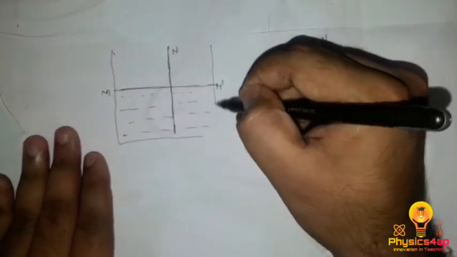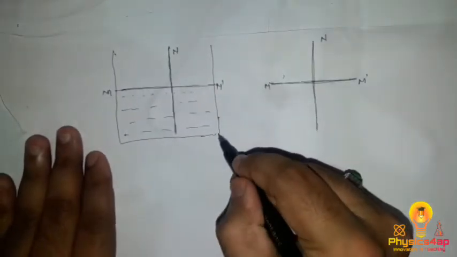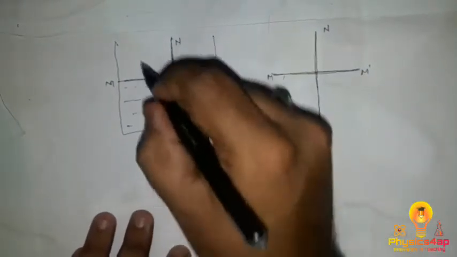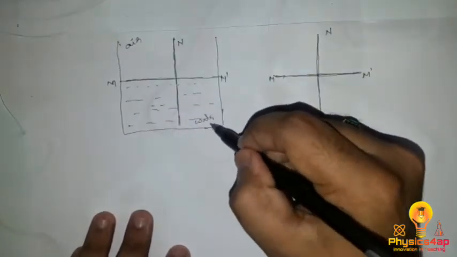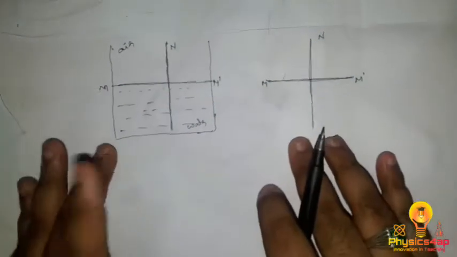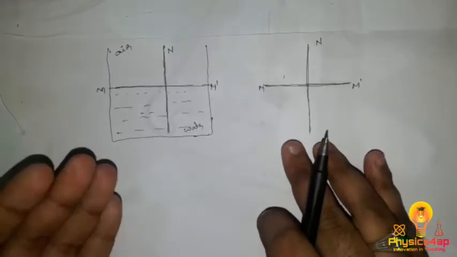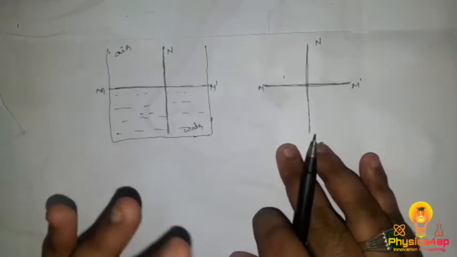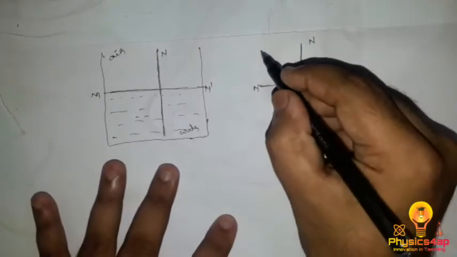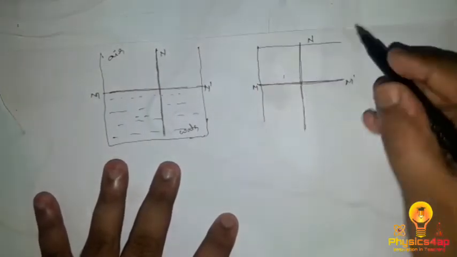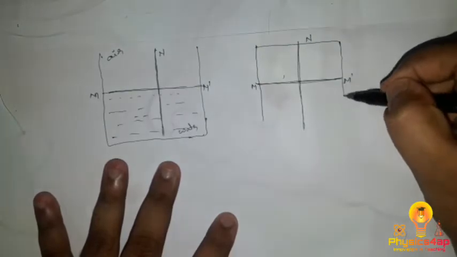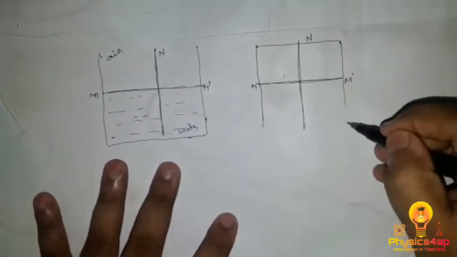Now the whole content is present in the water. As this is air and this is water, which one is considered to be the rarer medium and which one is considered to be the denser medium, that we need to discuss now here.